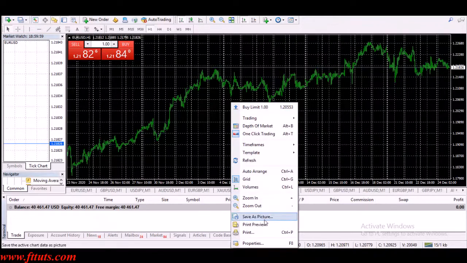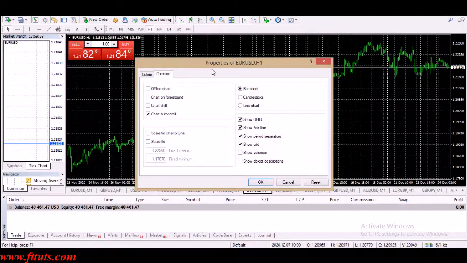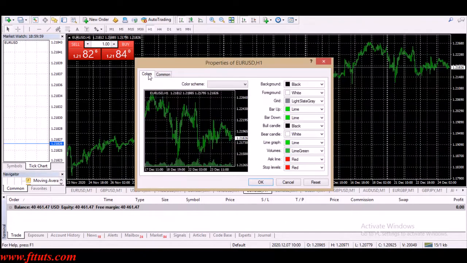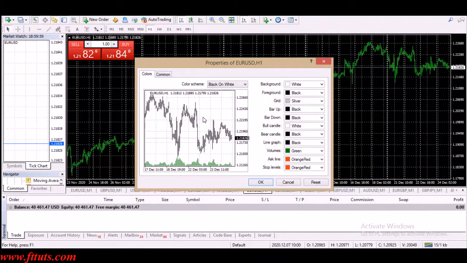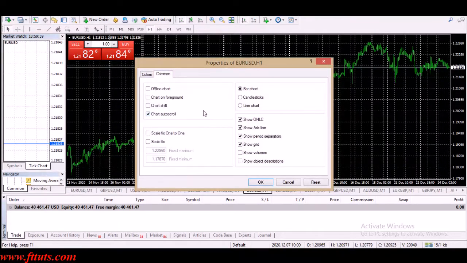First of all, you go to properties in order to set up your chart. I will start with colors and common. In colors, you may select black on white. It's very clear, I like it. Also in common, you don't need to do anything here. And here select candlesticks, because candlesticks are much better than the other, and every professional trades the candlesticks.